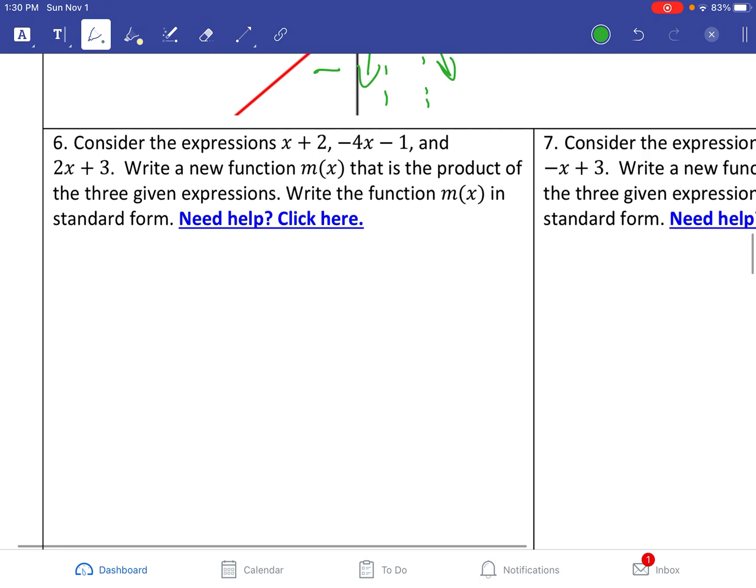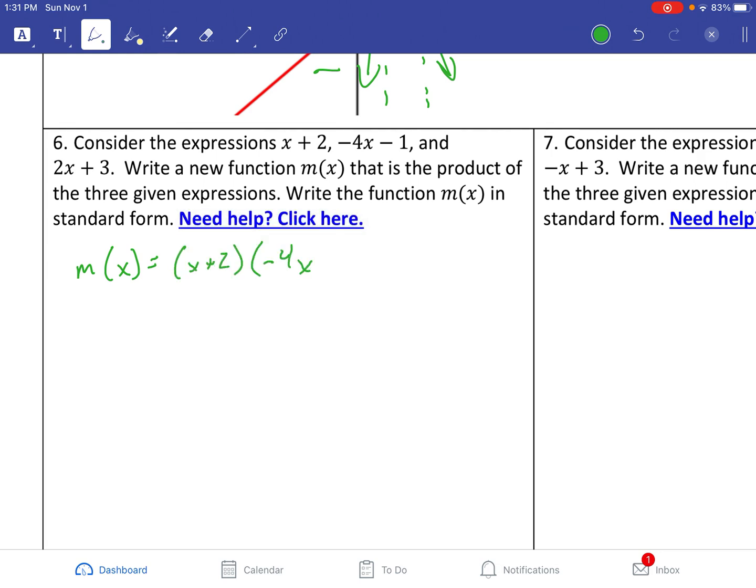Okay, it says consider the expressions x plus 2, negative 4x minus 1, and 2x plus 3. Write a new function, m of x, that is a product of the 3 given expressions. So we have m of x is equal to x plus 2, negative 4x minus 1, and 2x plus 3. Now it says write the function in standard form. That means we have to multiply these 3 expressions together.